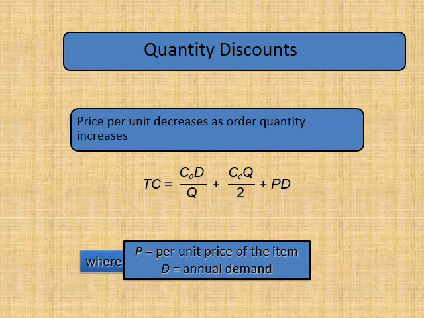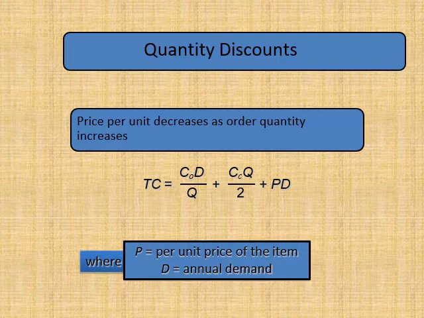Now we will discuss the quantity discount. The price per unit decreases as the quantity increases. Obviously, as the quantity increases, the price per unit will decrease. Whenever we go to the market and purchase an item, if we purchase a single item, we get it at a higher cost. But if we purchase in mass, or a multiple quantity, then the per piece price decreases.